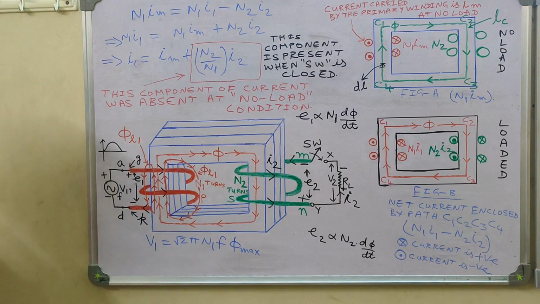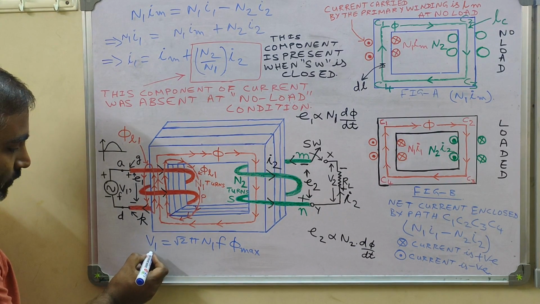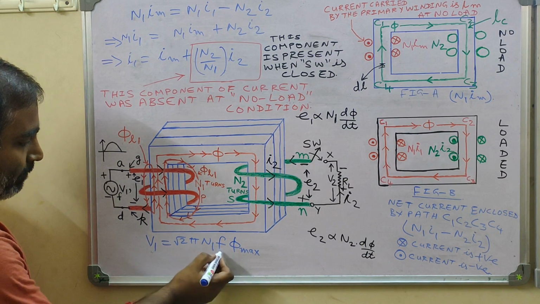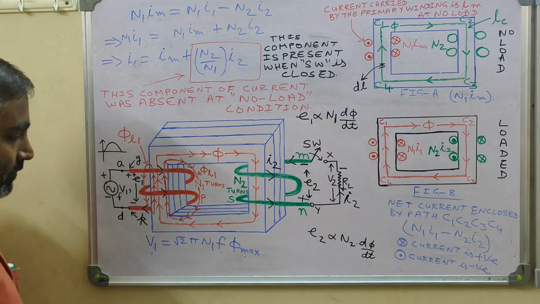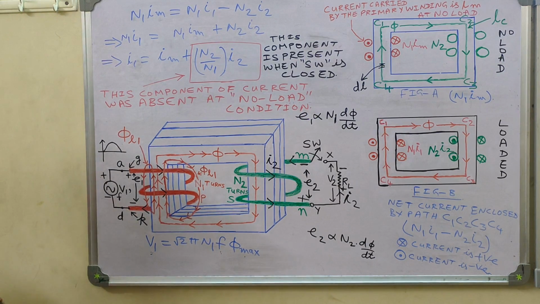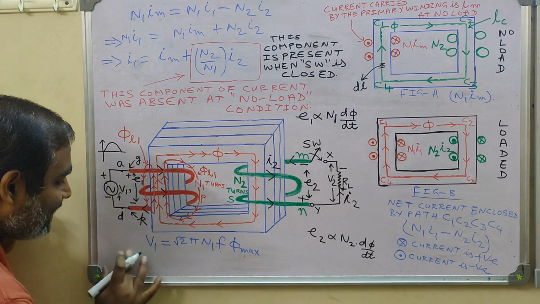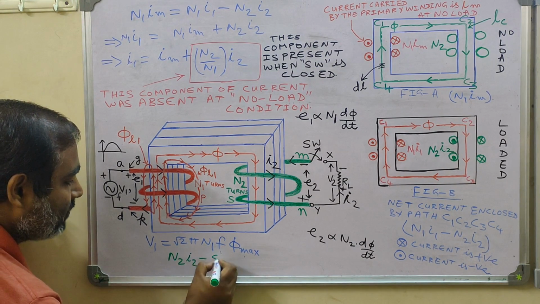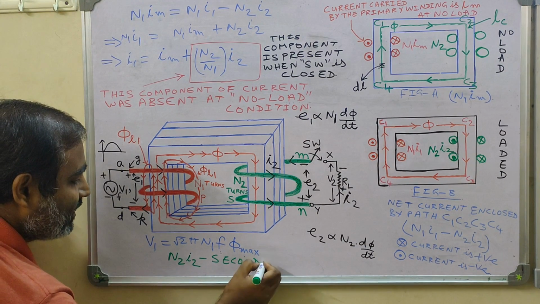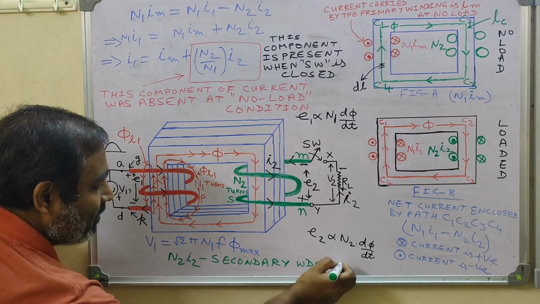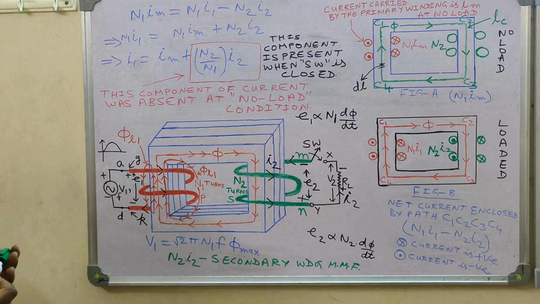If you focus on this equation, it says that if the RMS value and the frequency of the applied voltage are not changed, then phi max is constant. But what is the secondary MMF? Secondary MMF is N2 into I2. This is your secondary winding MMF, where MMF means magnetomotive force. What is primary MMF? Obviously N1 I1 when it is loaded.